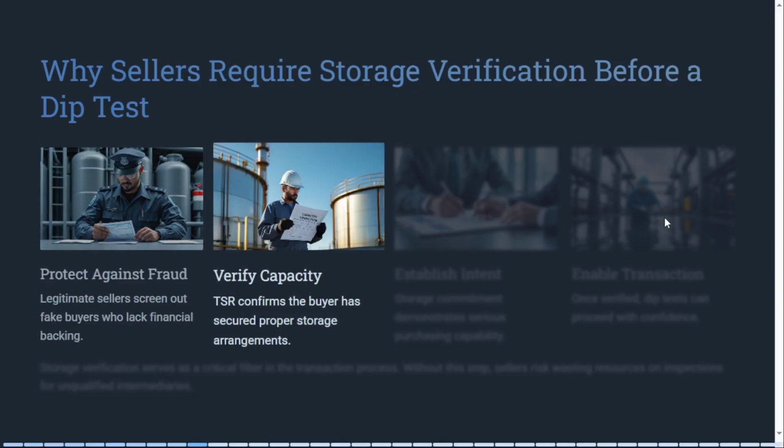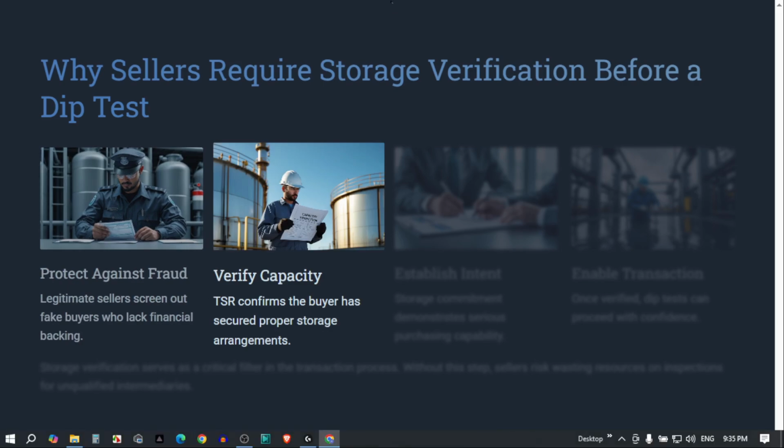Now coming to the next point, verifying the capacity. Tank storage receipt verification is essential. You have to understand this. Without tank storage receipt verification, the deal is a fake deal. If someone claims they have access to storage, you need proof, right? If you don't have any proof of the storage capacity, how can you say that buyer is a genuine buyer? The buyer should produce the tank storage receipt. That's important.